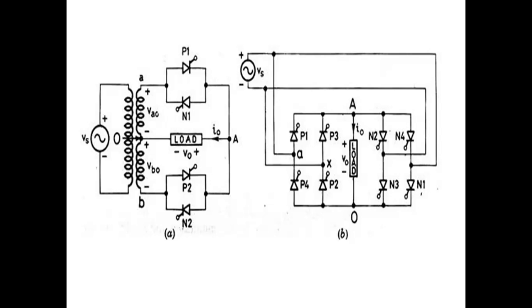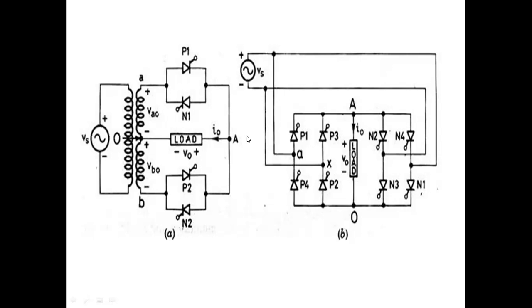Step up cycloconverter. If output frequency F0 is less than Fin, then it is called step down cycloconverter. If the output frequency F0 is greater than input frequency, that is called step up cycloconverter. Now we'll see both step up and step down cycloconverter.